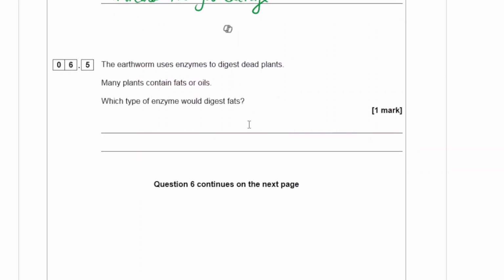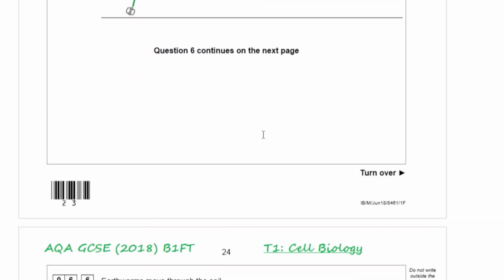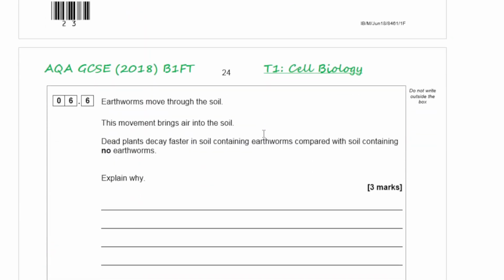Earthworms use enzymes to digest dead plants. Many plants contain fats or oils. Which type of enzyme would digest fats? That would be lipase. Protease breaks down proteins, lipase breaks down lipids, carbohydrase breaks down carbohydrates. Remember those.